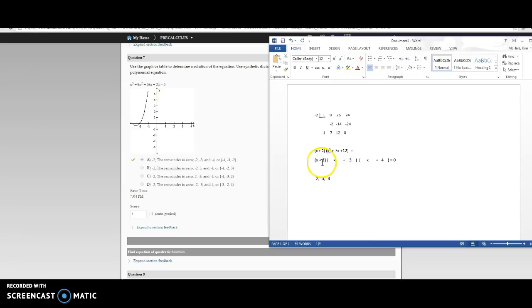When I set x plus 2 equal to 0, I get -2 as the answer. When I set x plus 3 equal to 0, subtract 3 from both sides, I get -3 as the answer. And when I set x plus 4 equal to 0, subtract 4 from both sides, I get -4 as the answer. And that's why the answer is A.